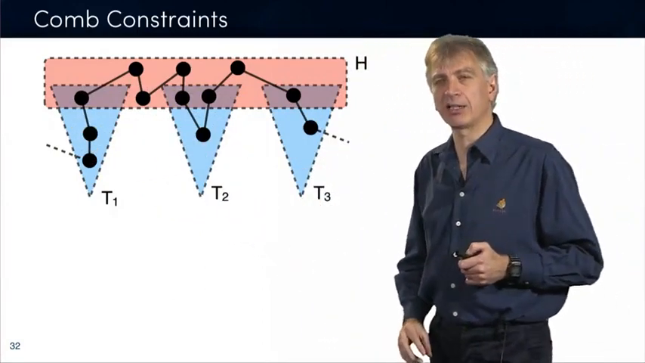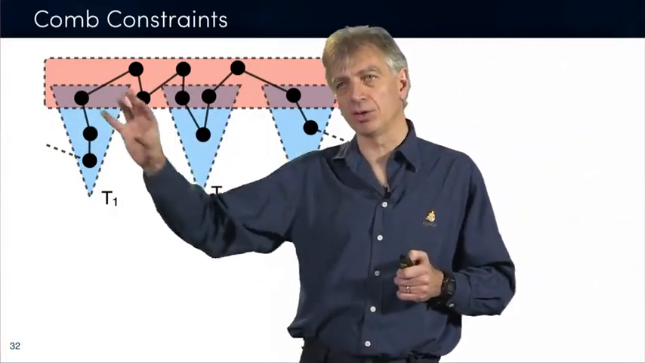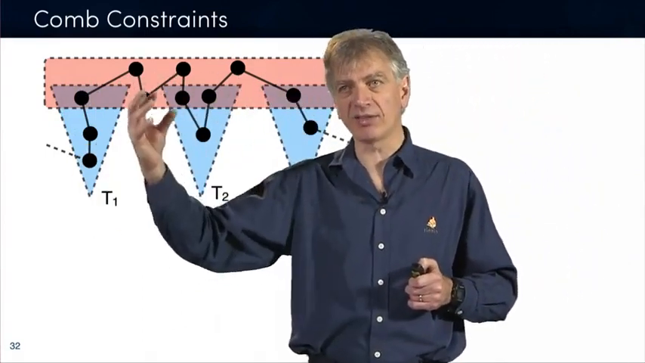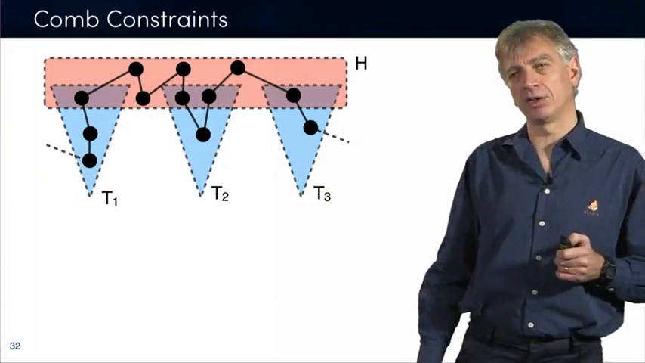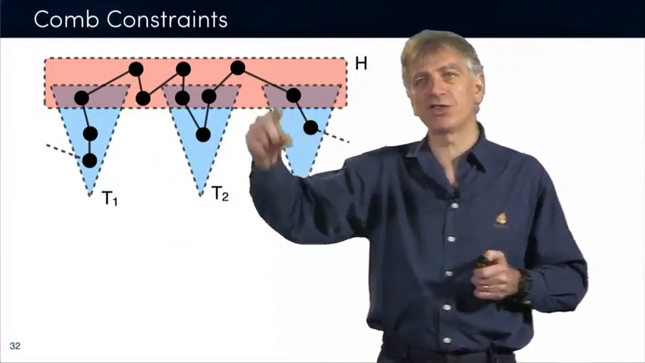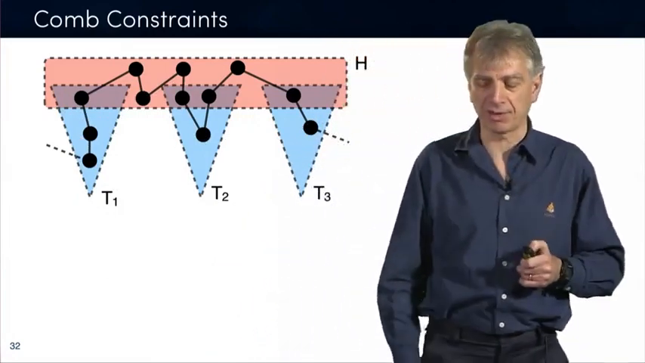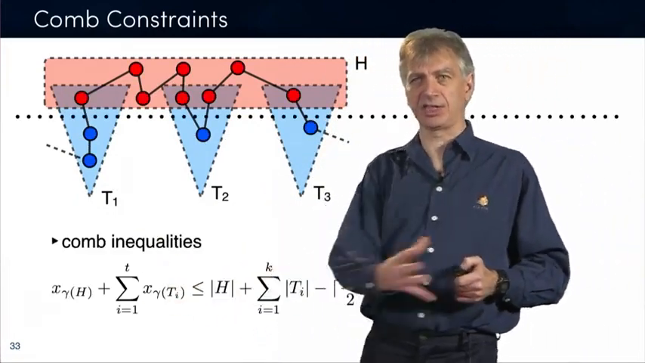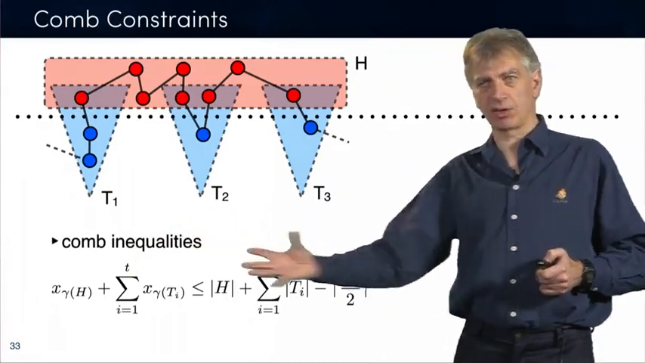The key idea is that what the comb cuts are going to do is bound the number of edges that you can have purely inside the handle, purely inside the teeth, because that tells you also that you need a certain number of these edges connecting the handle and the teeth. This is an example of a cut. There are many classes of these comb cuts, but this is a general comb cut.